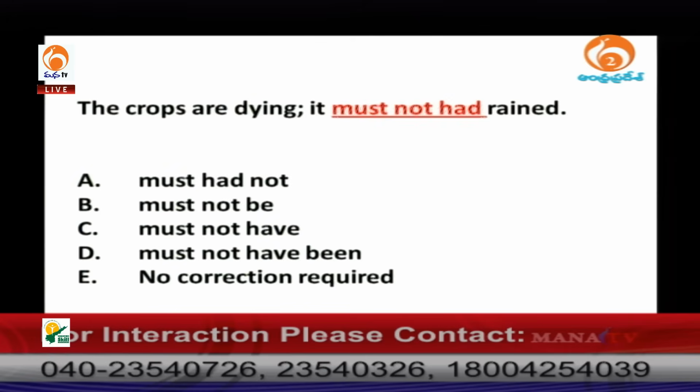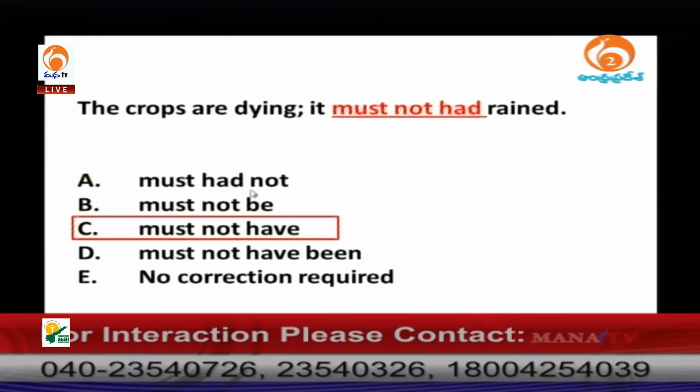Why are the crops dying? Because it did not rain. Now you are saying it must not have rained because you are making an observation of something in the past tense. Clear? So the crops are dying, it must not had rained. The correct option is it must not have rained. When I am using must not, the crops are dying, it's dying now because in the past it did not rain. Can I choose option A, must had not rained?